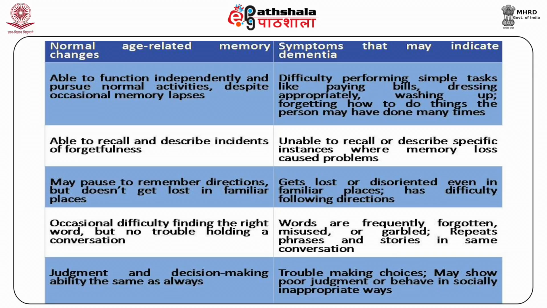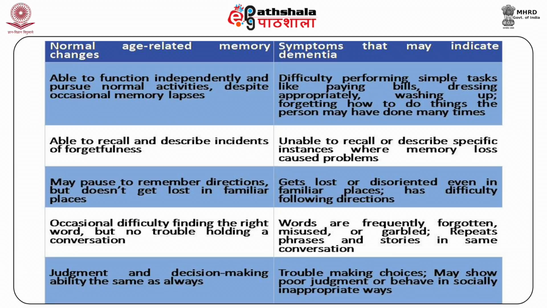In normal memory changes, there is occasional difficulty in finding the right word, but there is no trouble holding a normal conversation. However, symptoms that indicate dementia could be that words are frequently forgotten, misused or garbled, and the person repeats phrases and stories in the same conversation.